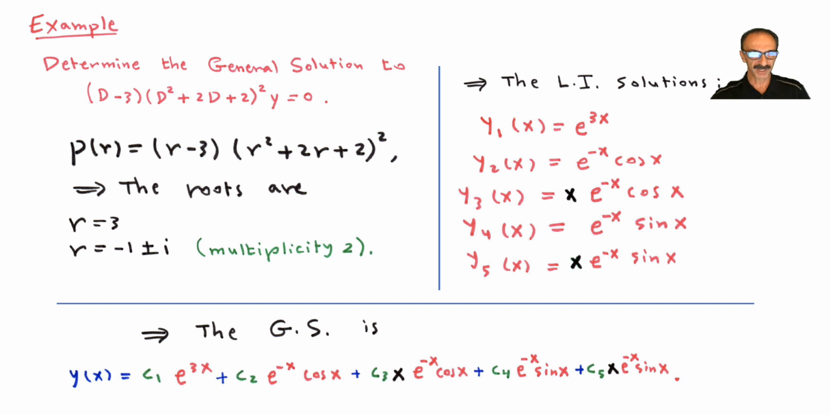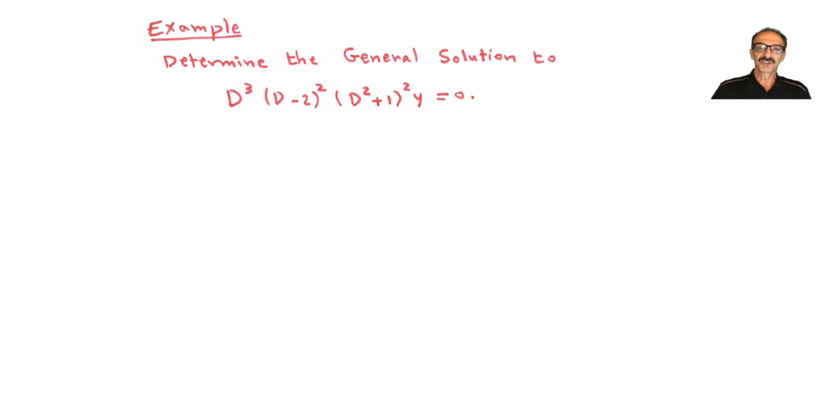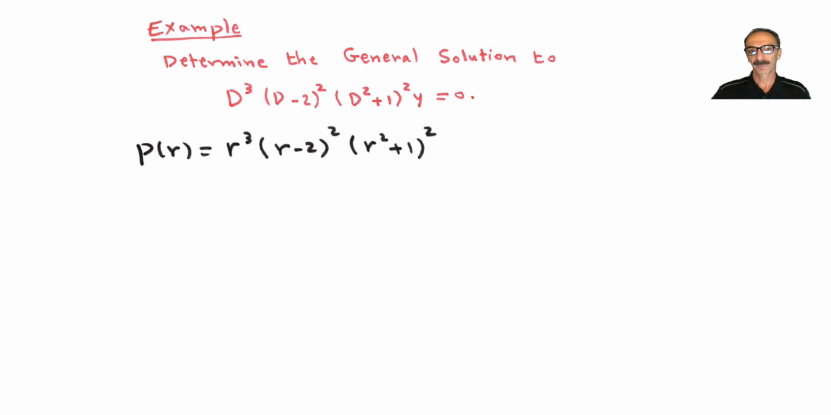Let's take another example. We have time for another example. And it's important to practice enough with these guys. So this is a good practice, by the way. It covers enough ideas. Determine the general solution to D cubed, (D minus 2) squared, (D squared plus 1) squared, y equals 0. Kind of lengthy, I know. Let's write P of R. Here's P of R. Set it equal to 0 and give me the factors.